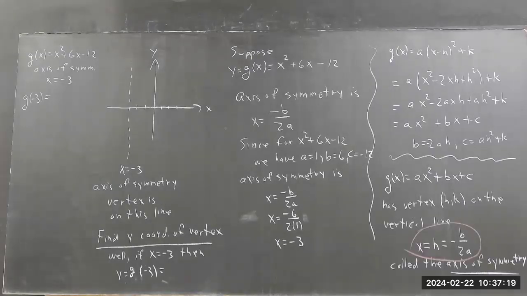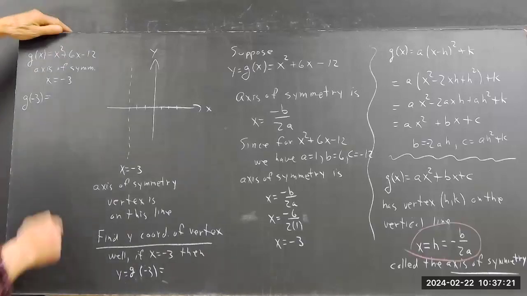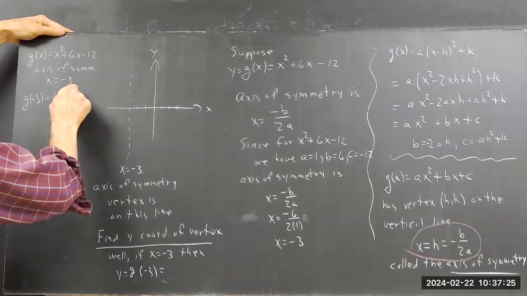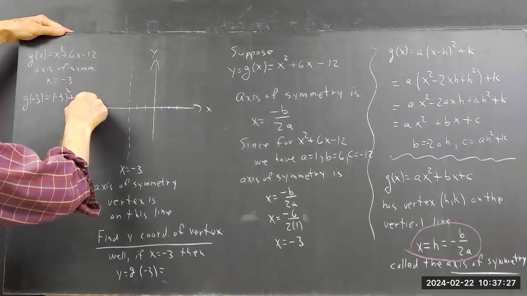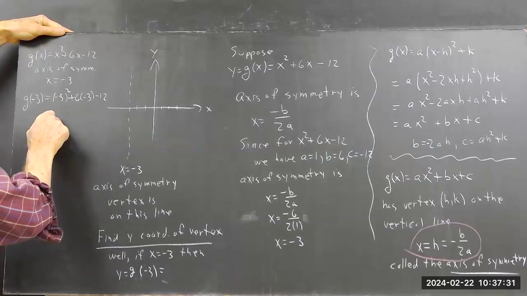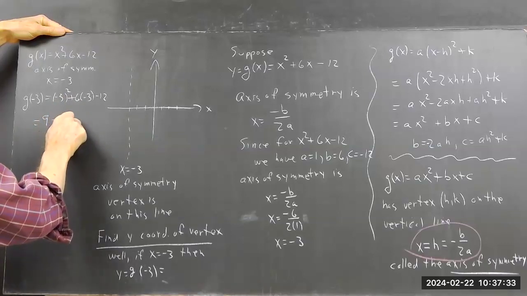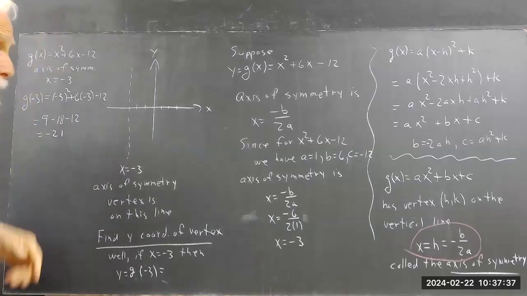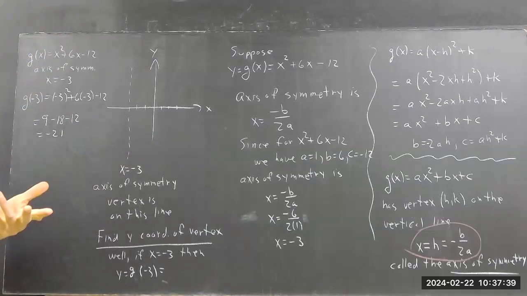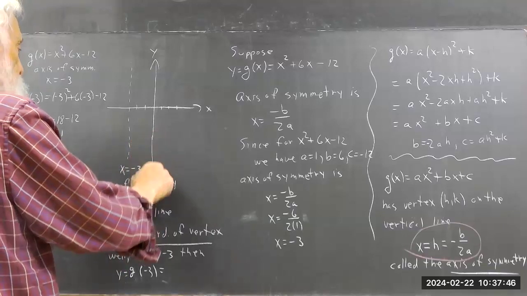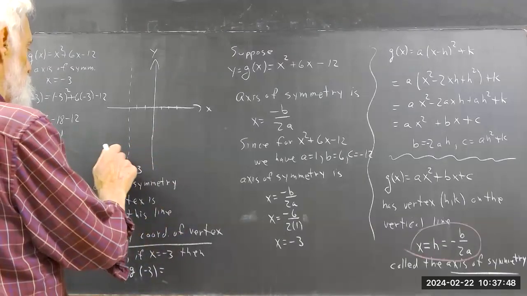Okay, what's g of -3? Well, we plug in -3. Here we get -3 squared plus 6 times -3 minus 12. And then we evaluate it. We get 9 minus 18 minus 12, which is, I think, -21. Is that what you got? -21. Okay, good.